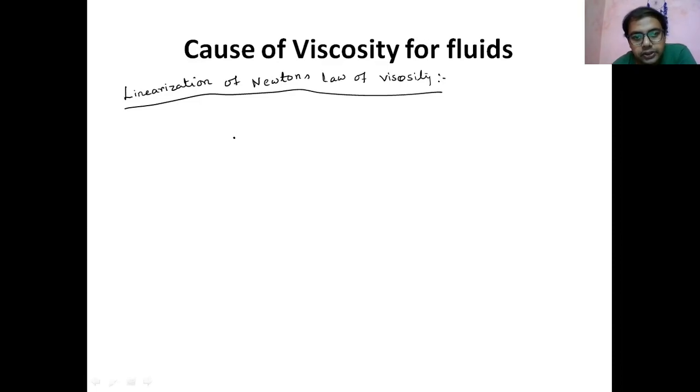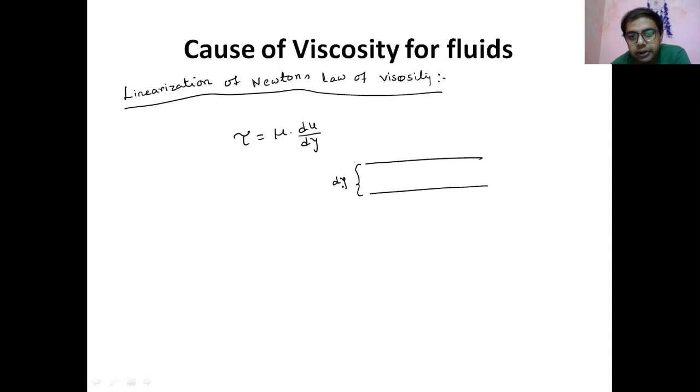So Newton's law of viscosity, the formula we are getting here, du by dy. What is that? That means if you consider two layers, the first layer and the second layer, in between these two layers dy is the difference, and the velocity, if it is u here and u plus du here, then only you are able to write this equation. Now the linearization applies if the gap is very small.